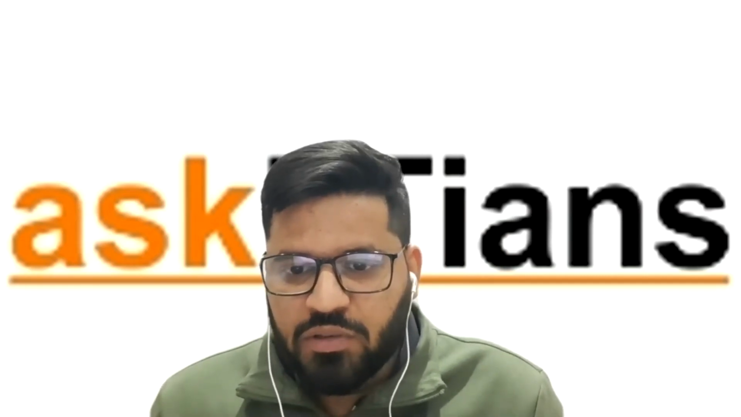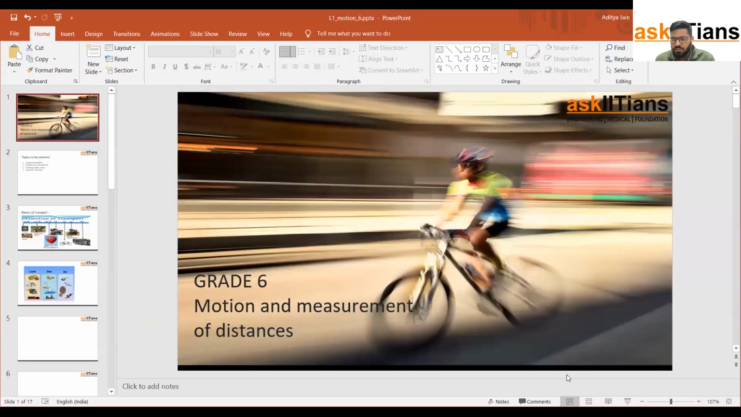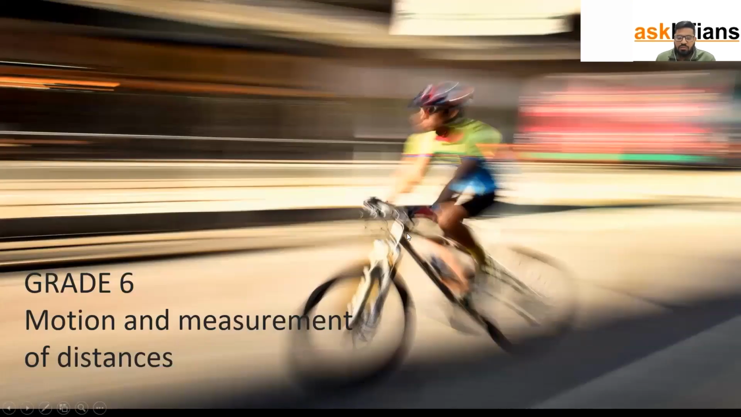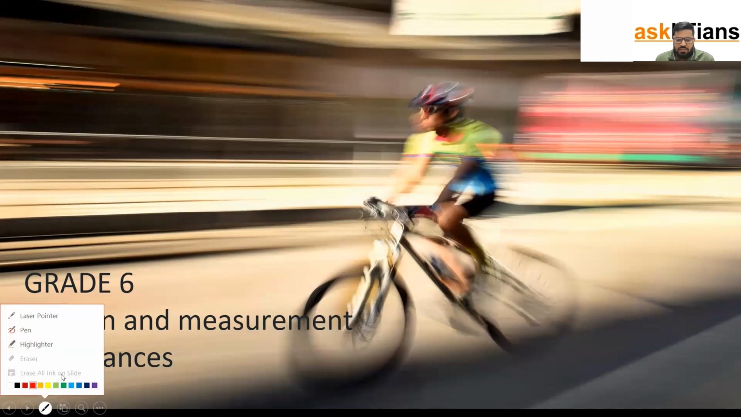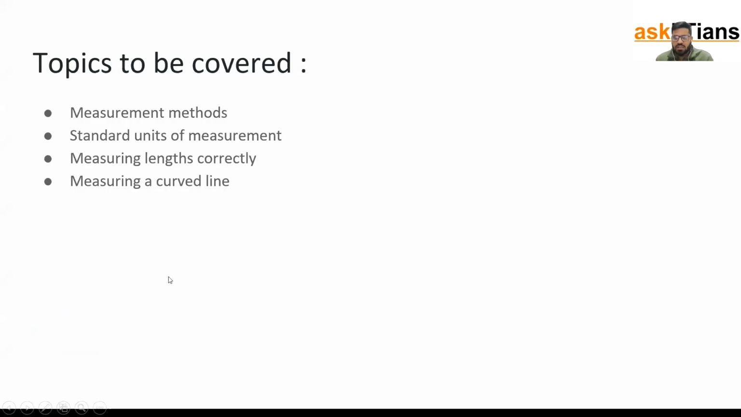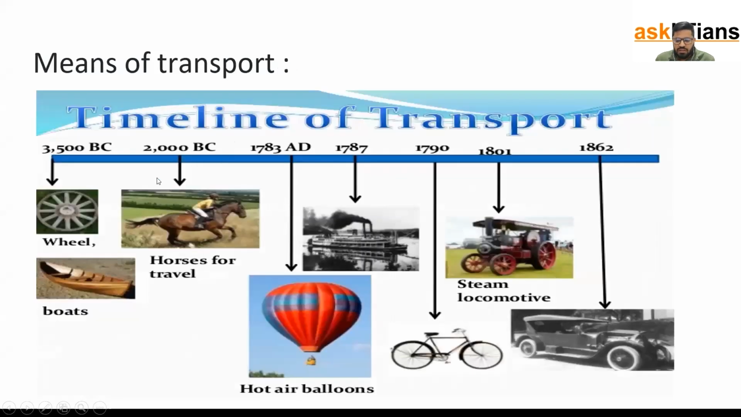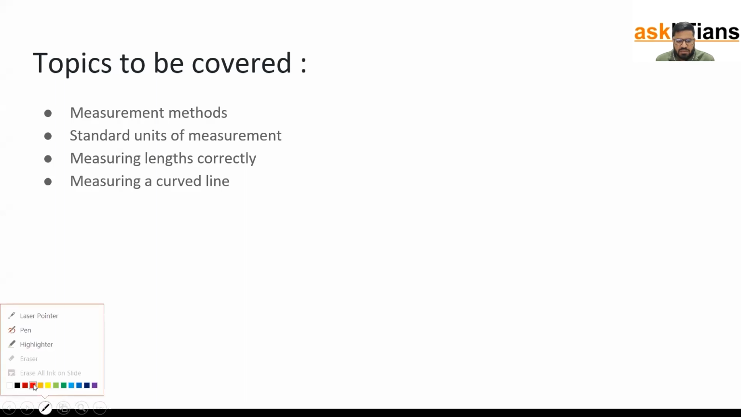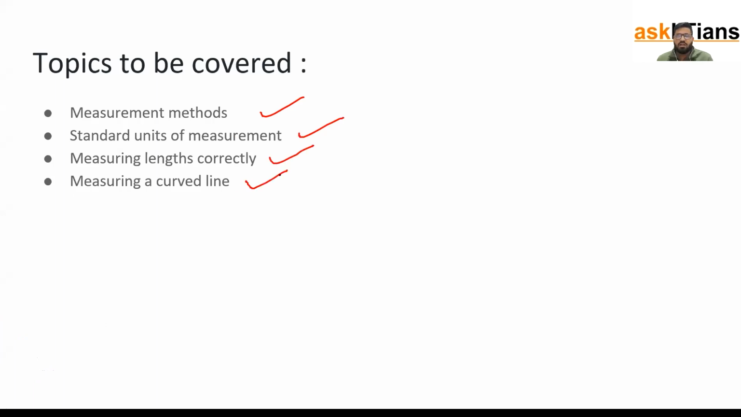Today we are going to study these modes of transport first. So this is the chapter motion and measurement of distances. First of all, we are concerned with measurement of distances. In this class we are going to cover measurement methods. Then we'll see standard units of measurement, then how to measure lengths correctly, and then how to measure a length along a curved line. So basically, this lecture is all about the measurement portion. Now let's start the lecture.